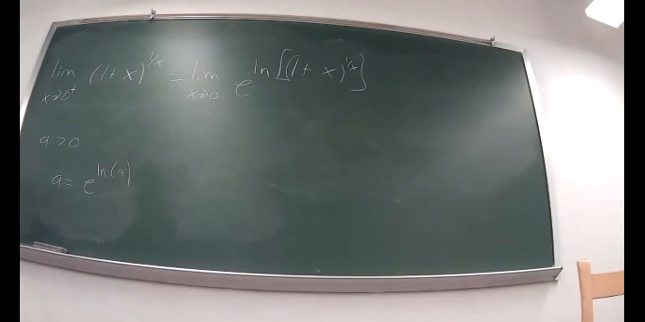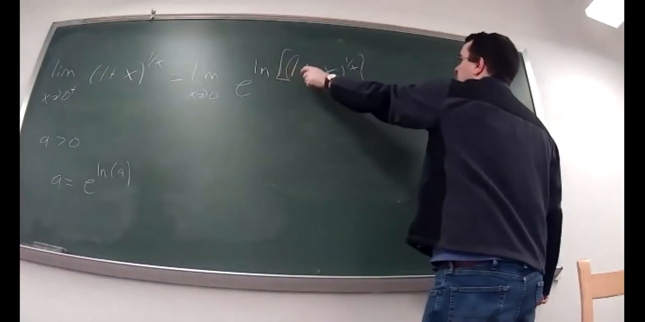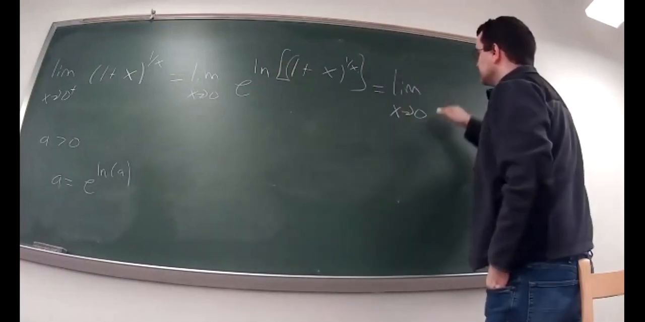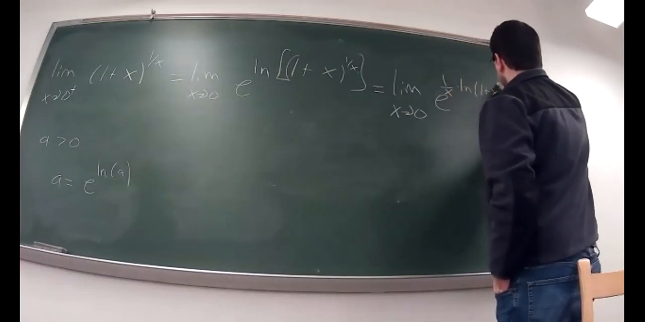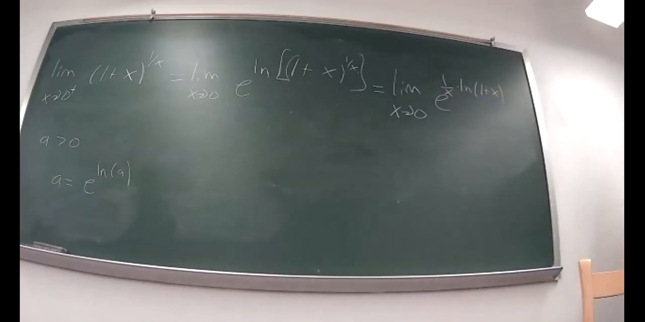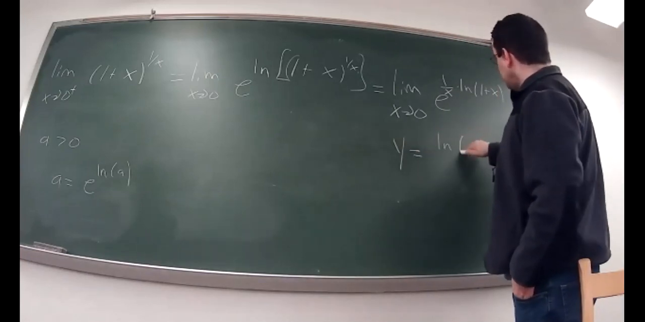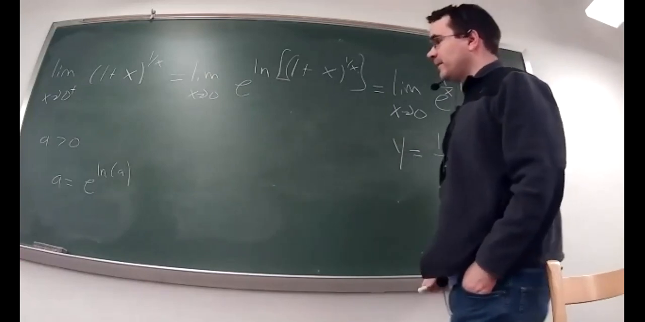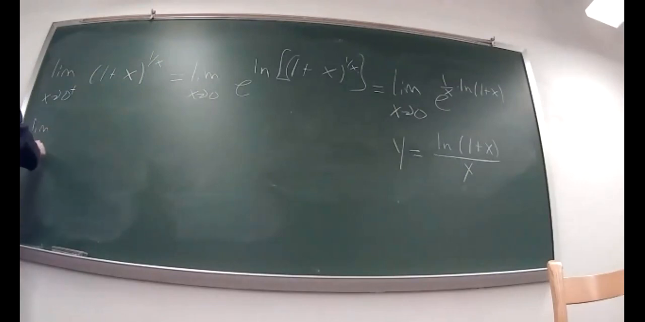But the reason for doing that is to get rid of the exponent, because it's the exponent that's throwing me off. So I can use my exponent rules. Natural log of (1 plus x) to the 1 over x is actually equal to e to the 1 over x times natural log of 1 plus x. So basically I've got y equal to natural log of 1 plus x, over x, and I'm looking at the limit as x goes to 0 from the right of e to the y.